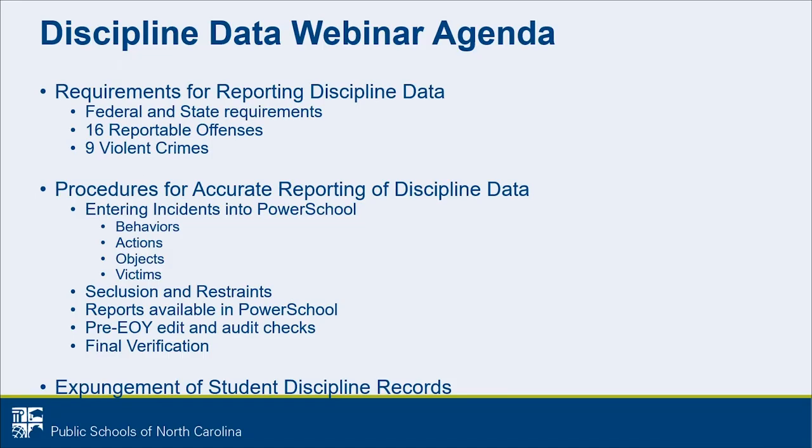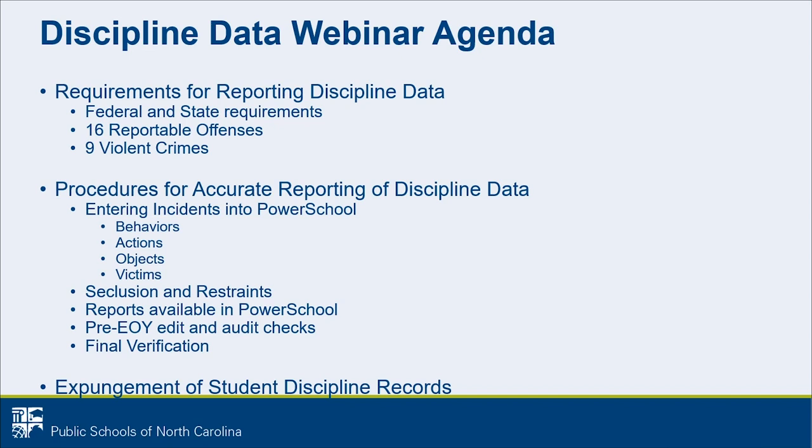In this webinar, we will be covering an overview of the state discipline data reporting requirements that include both federal and state requirements and the 16 reportable offenses and the 9 violent crimes. An overview of the procedures for the accurate reporting of discipline data. In this section, we will go over how to enter in behaviors, actions, objects, victims, transfers offered to victims in violent crimes, and how to enter in use of seclusions and restraints in PowerSchool.